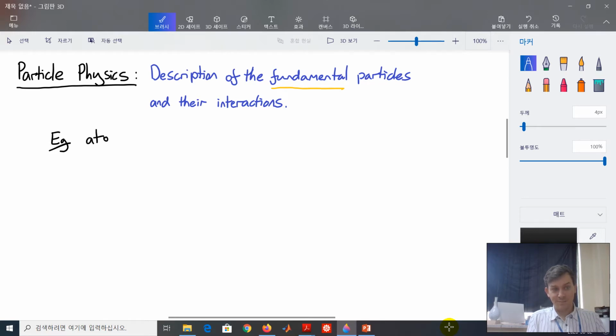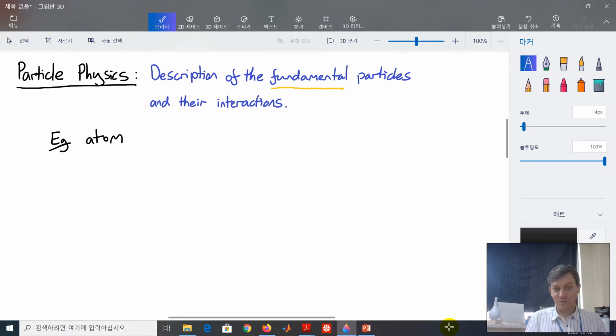Suppose we have an atom. The word atom comes from the fact that originally these were thought to be fundamental particles. They were thought to be the basic building blocks from which everything in the universe was constructed. But at the end of the 19th century, it was discovered that actually the atom is not just some sort of solid ball, but is made up of smaller pieces.